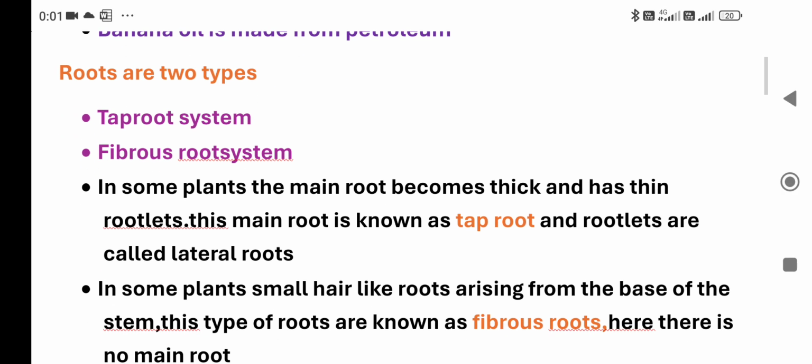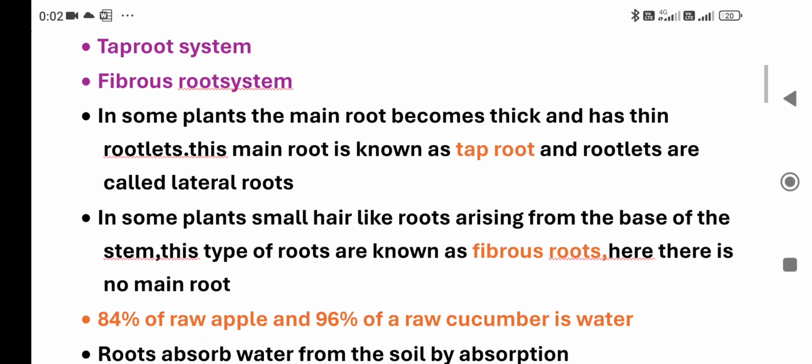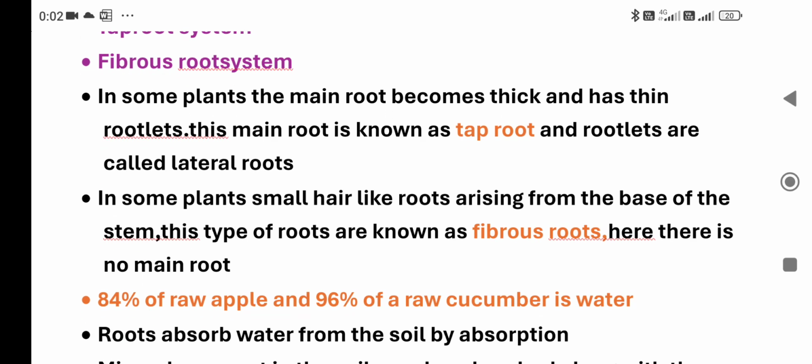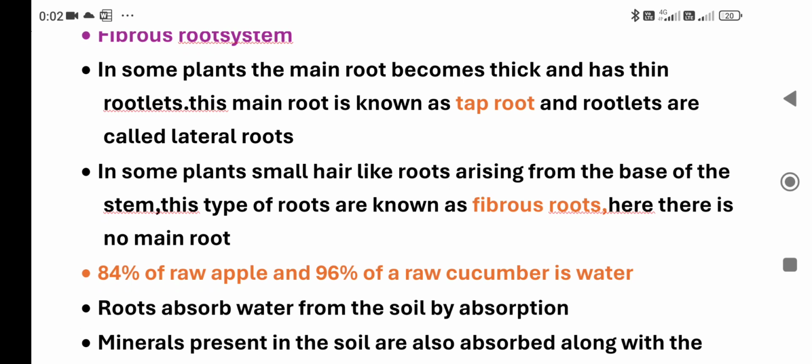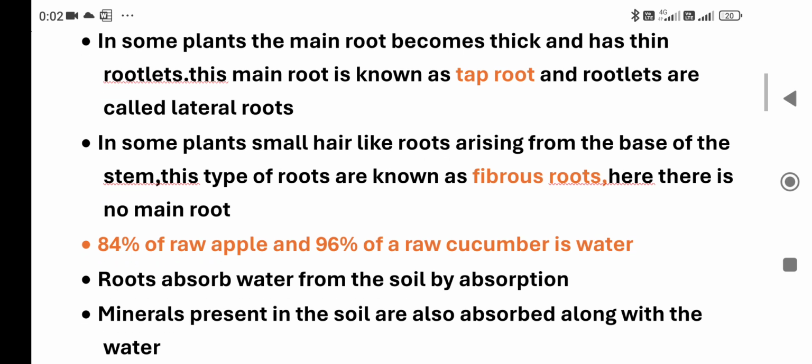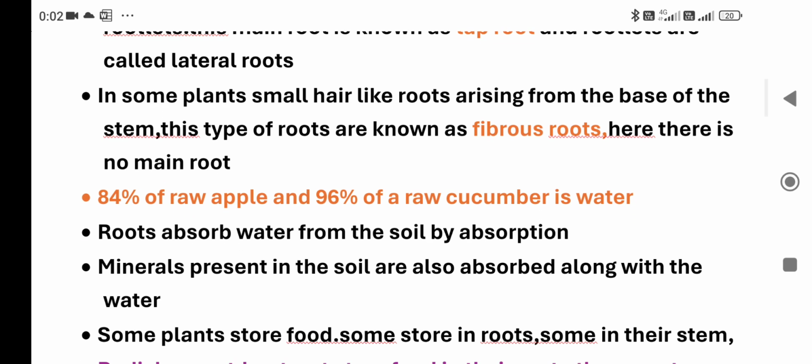In some plants the main root becomes thick and has thin rootlets. This main root is known as the taproot and the rootlets are called lateral roots. In some plants, small hair-like roots arise from the base of the stem. This type of root is known as fibrous roots. Here there is no main root.